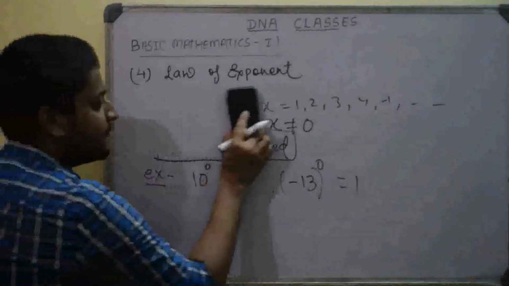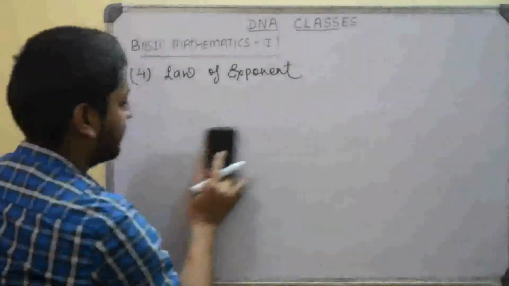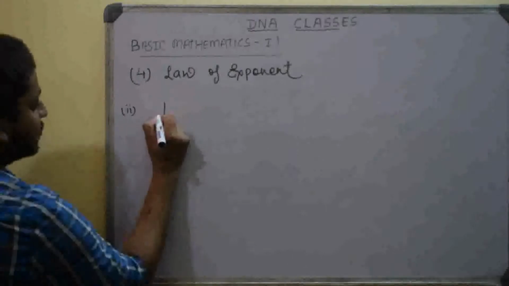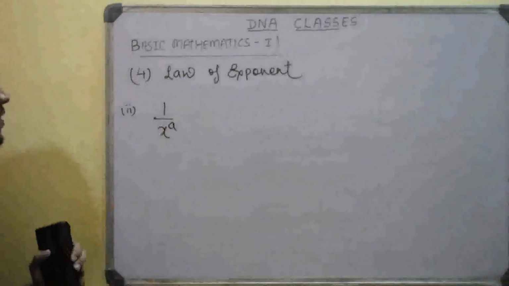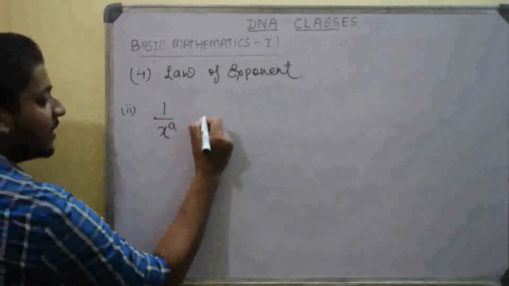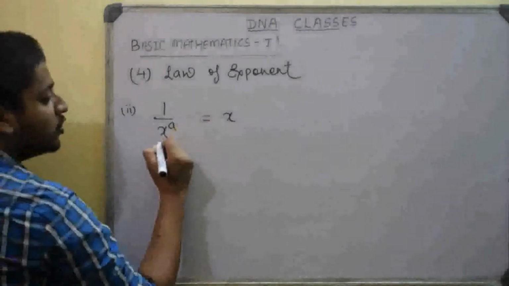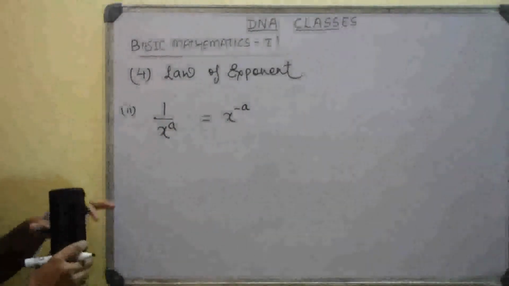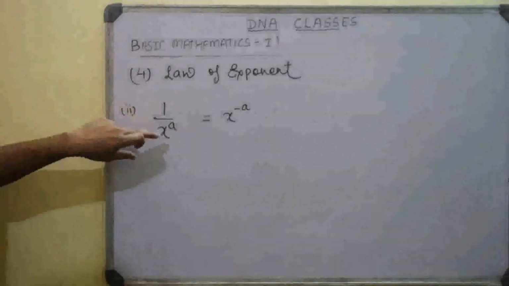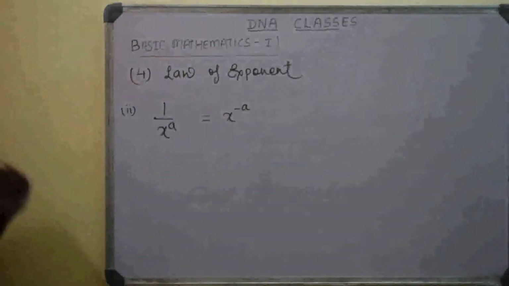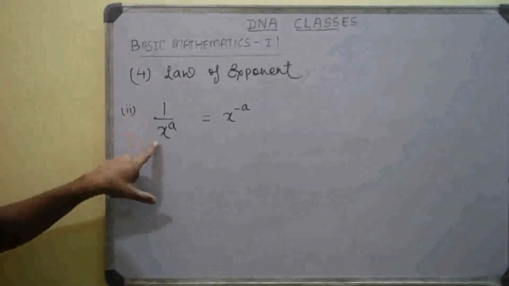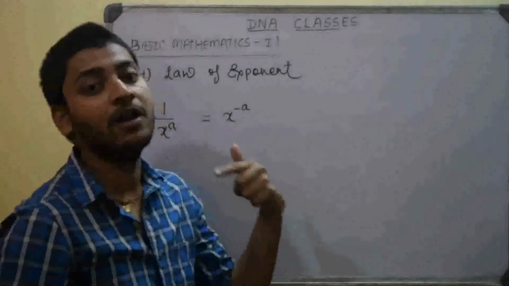Second, we will study: if the given expression is 1 by x to the power a, we can write it as x to the power minus a. Meaning if you are taking this x from the denominator to the numerator, the positive power becomes negative. Means 1 by x to the power a can be written as x to the power minus a.